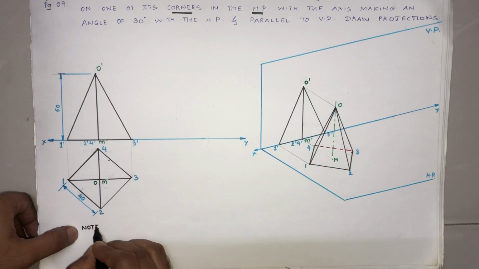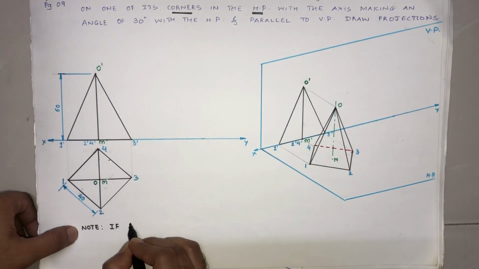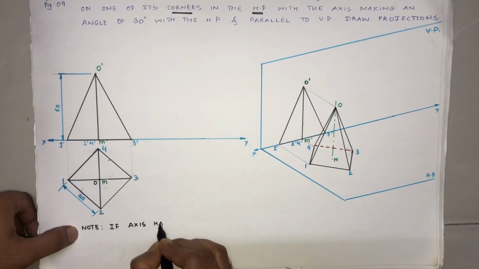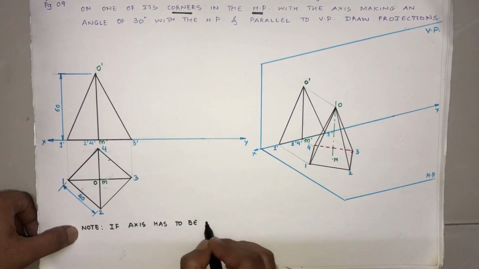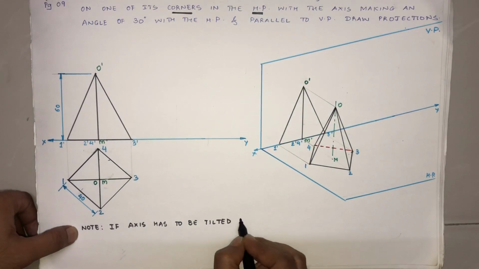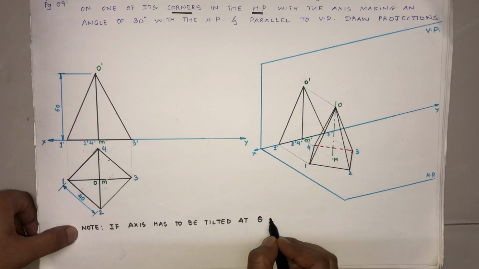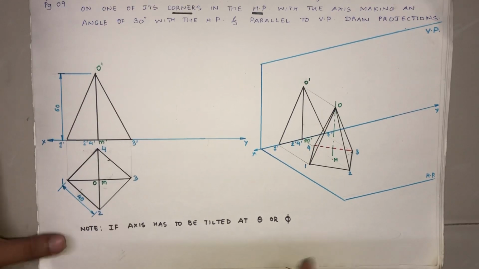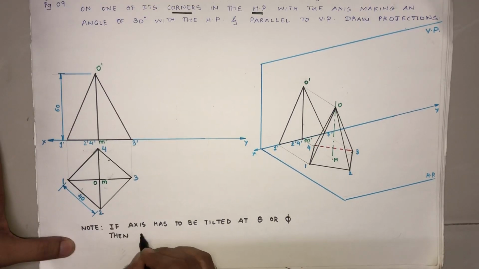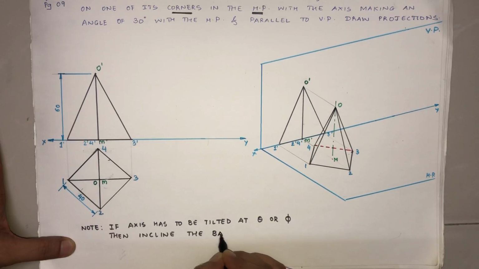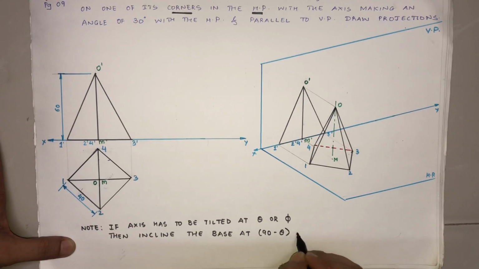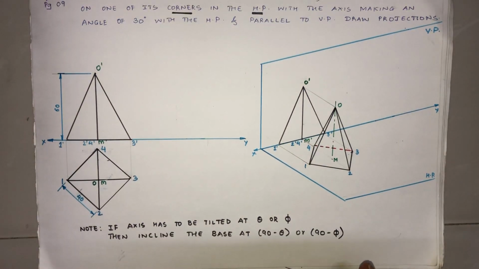Remember, if the axis has to be tilted at an angle of theta or phi, remember this is the angle with HP and this is the angle with VP, then incline the base of the solid at 90 minus theta or 90 minus phi. I'll tell you how to proceed now.